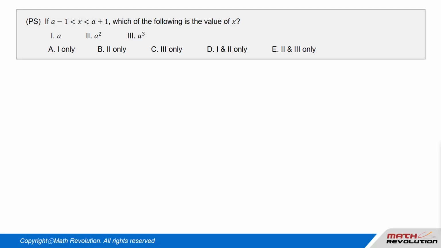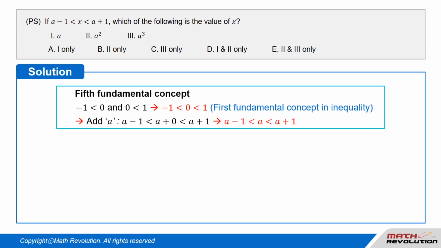Question. If a minus 1 is less than x, which is less than a plus 1, which of the following is the value of x? Option 1, a. Option 2, a squared. Option 3, a cubed. Solution. The fifth fundamental concept in inequality.